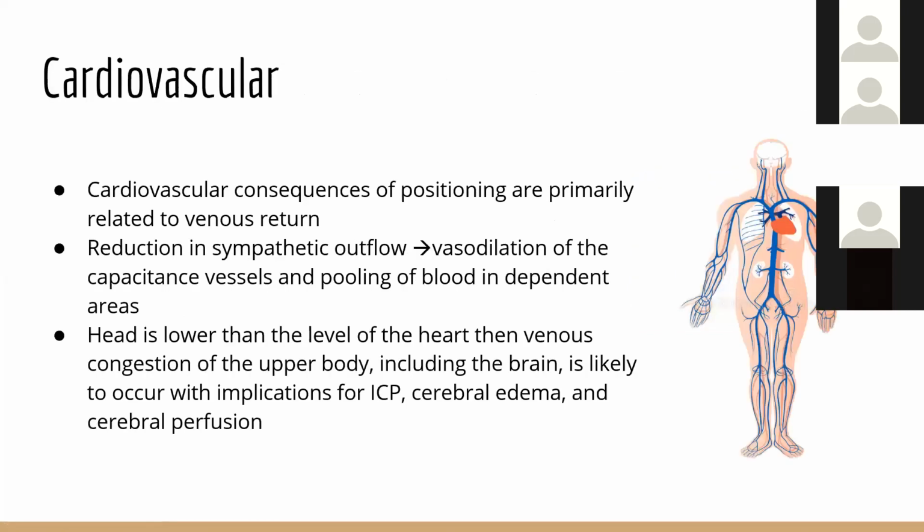Then there are cardiovascular physiological changes. Most of the cardiovascular changes are primarily related to venous return, like when patients are anesthetized with decreased sympathetic outflow, or the patient is in the sitting position or reverse Trendelenburg position. Then there is pooling of blood in the dependent areas that can lead to hypotension intraoperatively. The other thing is if the head is lower than the heart, then the venous return of the upper body will be impaired. That can lead to an increase in ICP, cerebral edema, or decrease in cerebral perfusion.